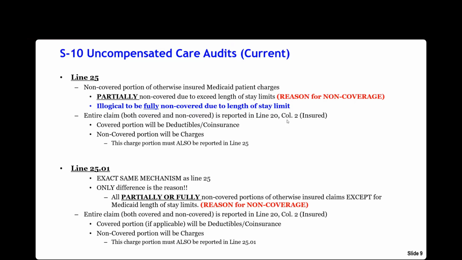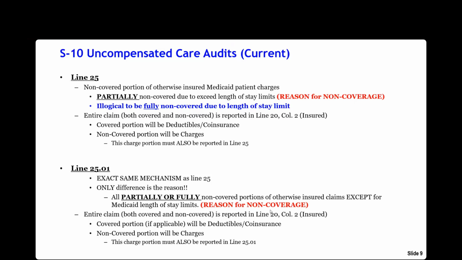And remember, I said earlier that column 2, well, I said insured, but that's column 2. Generally, that was deductible and coinsurance that was not reduced by the cost to charge ratio. But for any amount that's in line 20, column 2 that is truly a charge number, that needs to be reduced. The only way the system knows how much of line 20, column 2 is charge is it looks at line 25. That amount out of line 20, column 2 is reduced. So the same basic mechanism works for line 25.01, just for a different reason.